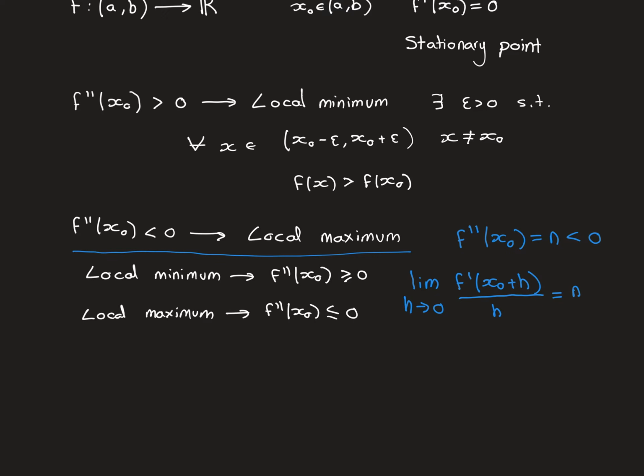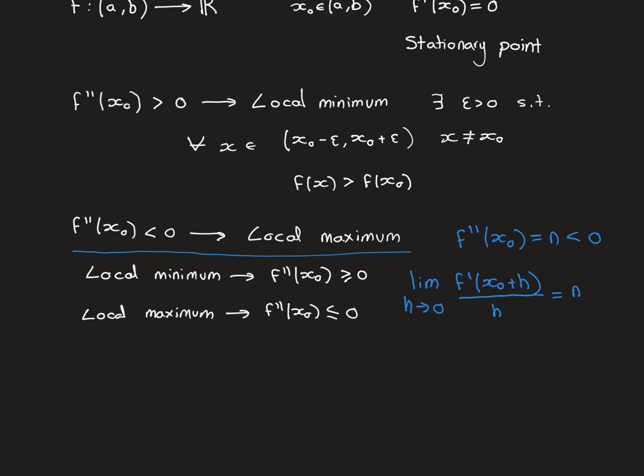So let's continue on, and let's now prove the second part of the second derivative test. Again, we're assuming that our function has a stationary point at x0, so the derivative is equal to 0, and now we're assuming that the second derivative at x0 exists and is negative, less than 0, and we want to prove that this shows it is a local maximum.